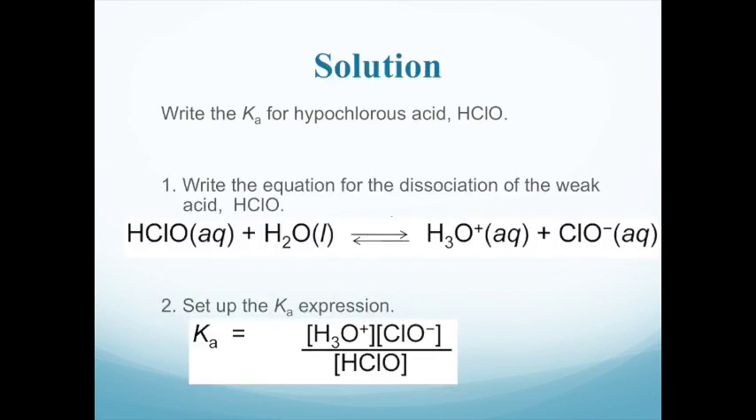So, first we write the equation for the dissociation of the weak acid. We have HClO in water. This dissociates to form hydronium ions and hypochlorite. And then we set up our equilibrium expression. So in the numerator, we have the concentration of hydronium and the concentration of hypochlorite. And then we have in the denominator the hypochlorous acid concentration.